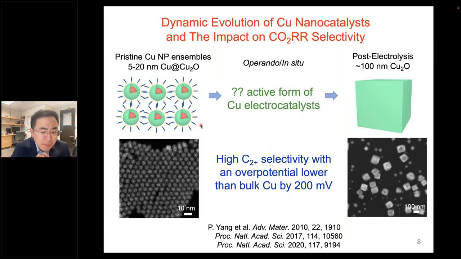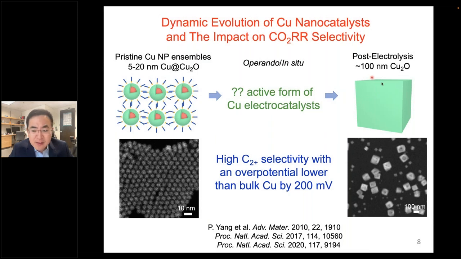surface covered with a thin layer of cuprous oxide. Undergoing some mysterious activation process, they become much more active, in the sense that they can make products with fairly high selectivity to C2+, where 2+ represents two, three, or multiple carbon products, with an overpotential actually much lower than the bulk copper counterpart. And then the moment we stop the reaction, they become something else.